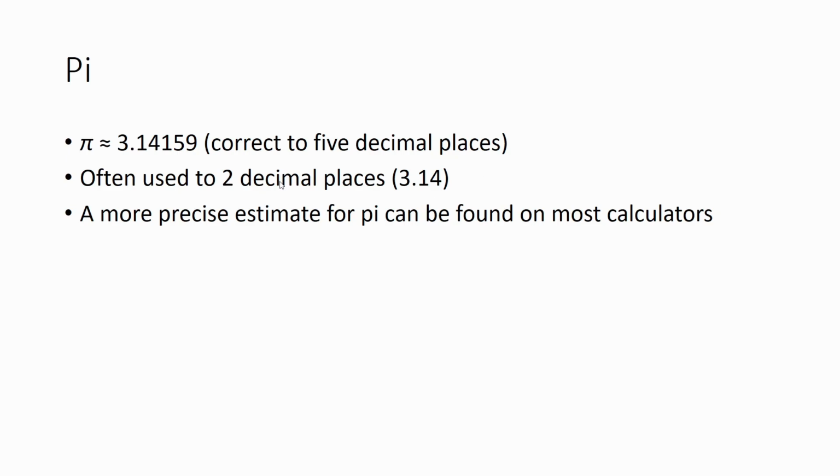Pi is approximately 3.14159. This is rounded, correct to 5 decimal places. It is often only used to 2 decimal places, like 3.14, and a more precise estimate for pi can be found on most calculators. So if you have a scientific calculator, rather than putting 3.14 or 3.14159, use the button pi on there. That will give you a much more reliable calculation to work with.